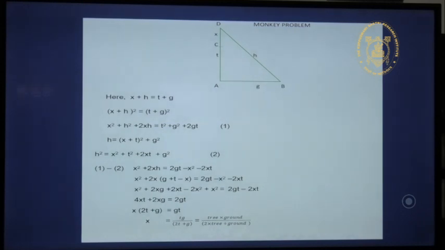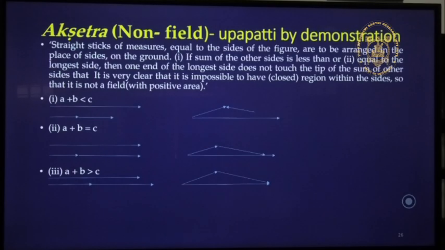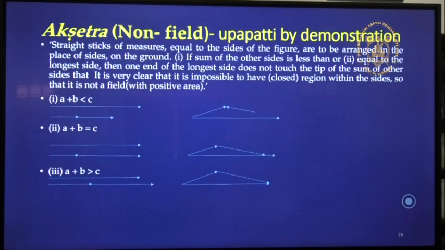So this is the proof given by the commentators, taking the two equations and arriving at the same result, 2 into ground by 2 into 2 plus ground. And akshetra is a known field, that is, which cannot form a field. In schools, we teach that sum of two sides of a triangle should be greater than the third side. So, which is not forming.